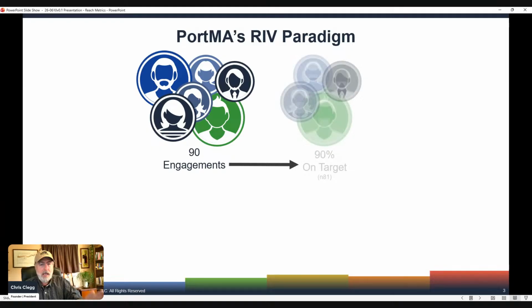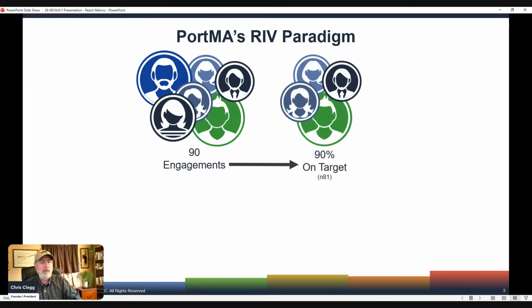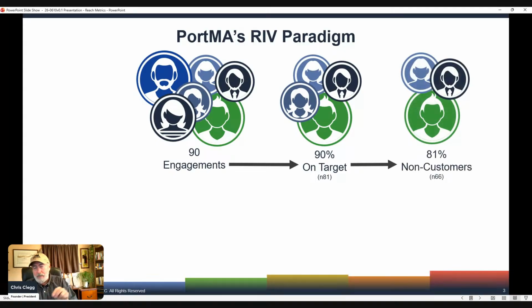So you've got 90 engagements. You've got a measure of your percent that are on target. If it was 90% on target, you'd have 81 people that were the kind of consumer you were trying to reach. You need to have that measure of non-customer status, where they are in that purchase cycle. If they're not a customer, they represent an opportunity for incremental. And if 81% were non-customers, we'd have about 66 people that were leaving the event that were the kind of people we were trying to reach, and they represented an opportunity for incremental revenue.